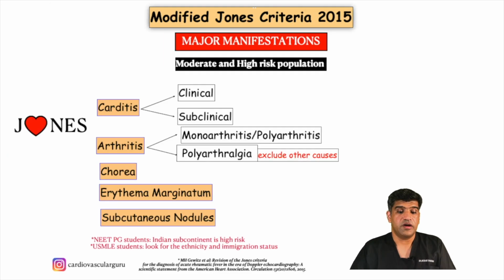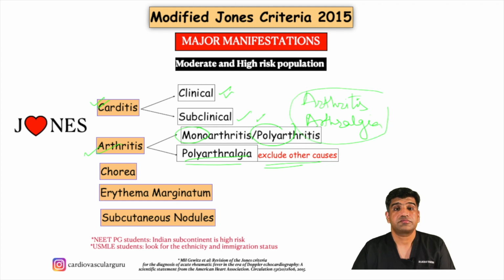Now, the major manifestations in modified Jones criteria which were given in 2015, in moderate and high risk patients, that is in a moderate and high risk population, that is our population: carditis, this can be clinical or subclinical. Arthritis, this can be mono or polyarthritis, or this can be polyarthralgia, when other causes of joint involvement have been ruled out.